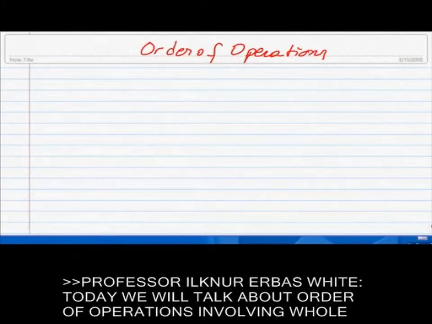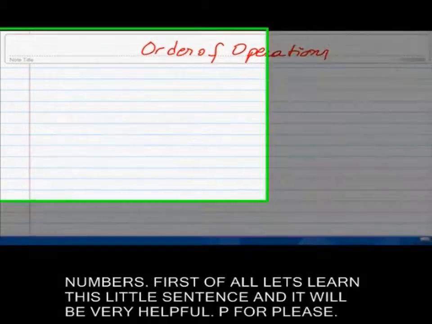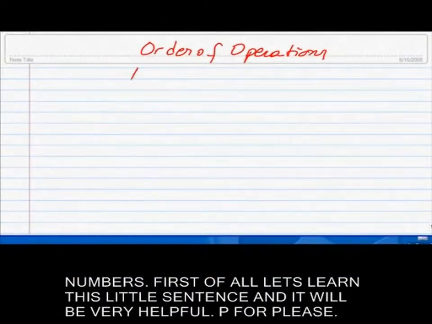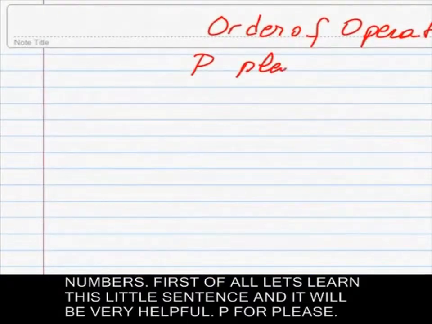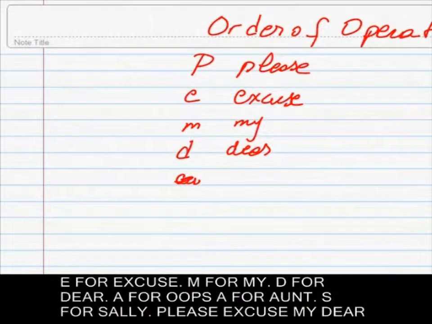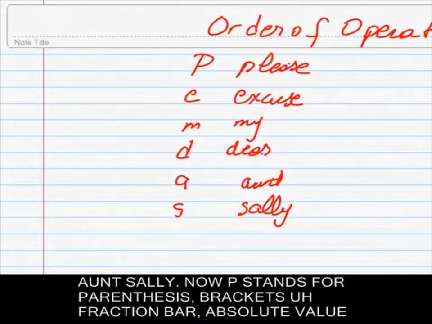Today we will talk about order of operations involving whole numbers. First of all, let's learn this little sentence, and it will be very helpful. P for please, E for excuse, M for my, D for dear, A for Aunt, S for Sally. Please excuse my dear Aunt Sally.